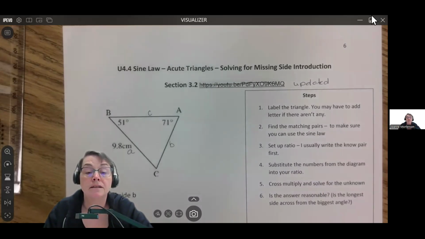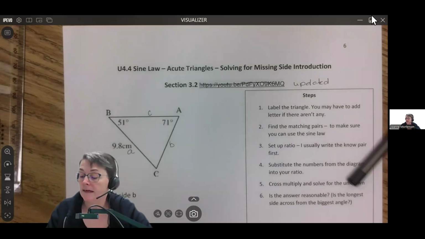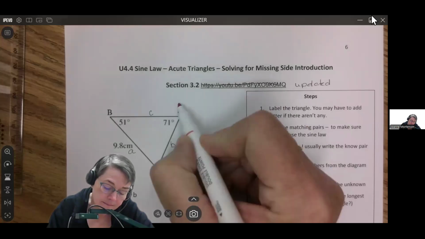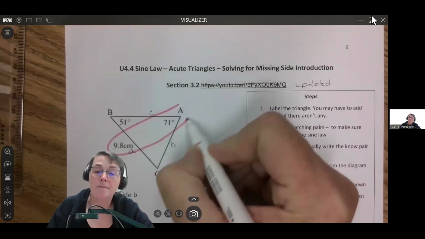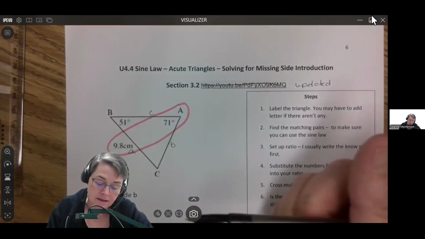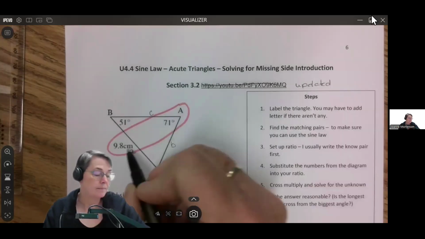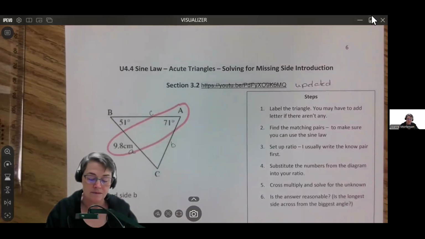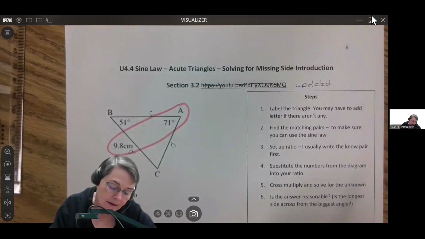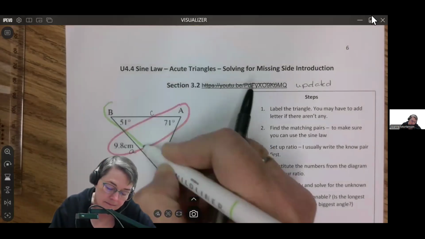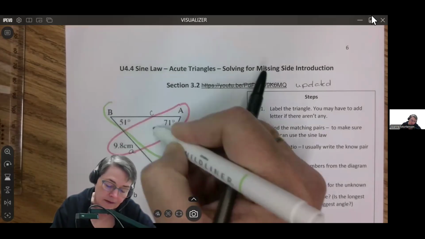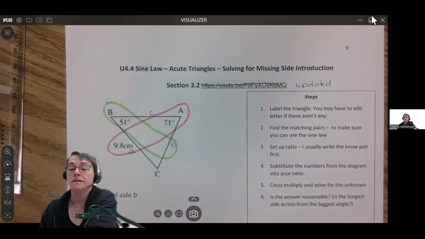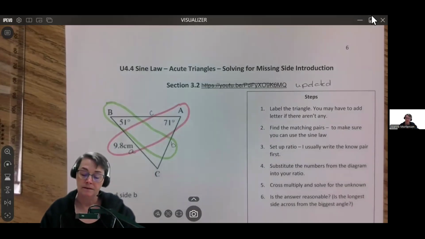So step two, find the matching pairs. Make sure that you can actually use the sine law. So what I need is a matching set where I have got the degree and the side. So I know both. And then my question part. So my question says find B. I need to have the angle. So I need to have angle B. So when you're doing these, you need 3 out of 4. So we're good to go with the sine law.